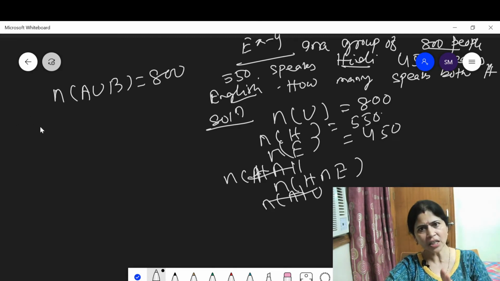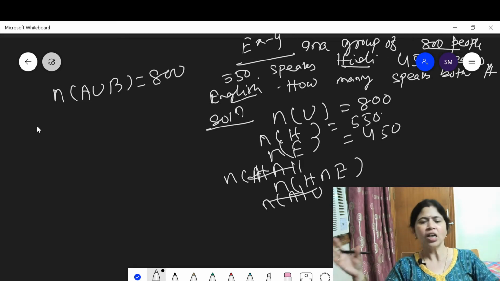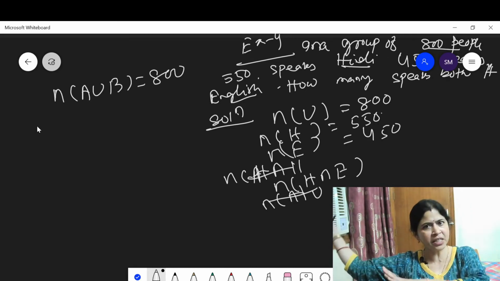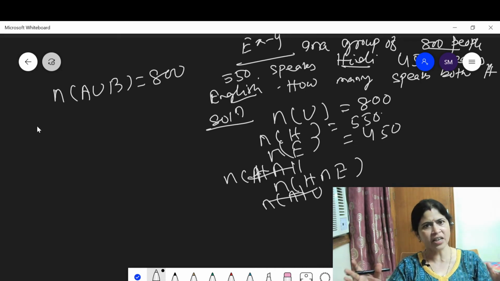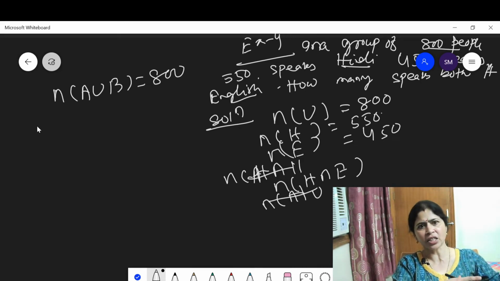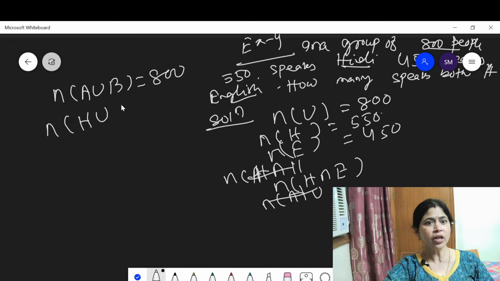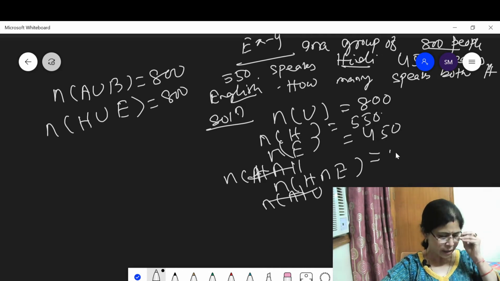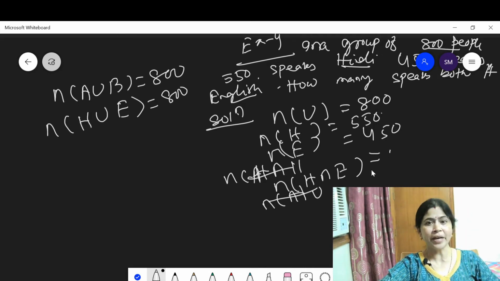Let us try to understand the question. The group of people is 800. Some of them speak Hindi and some of them speak English. This means the universal set here is the union of H and E. Here n of H union E is equal to 800. And the number of people who speak both Hindi and English is what we have to find out, H intersection E.